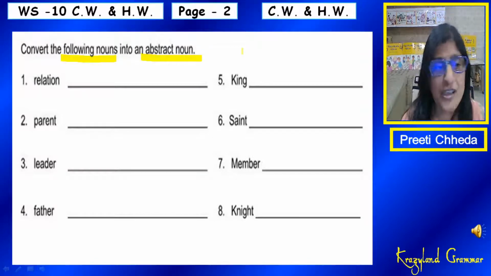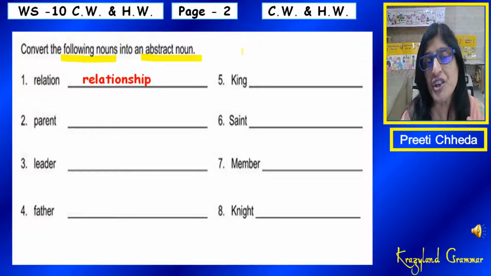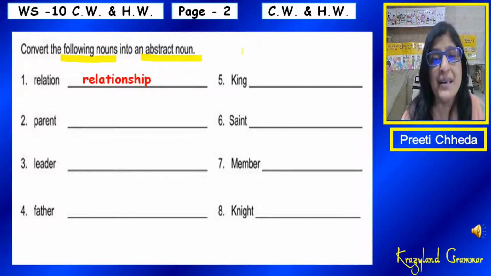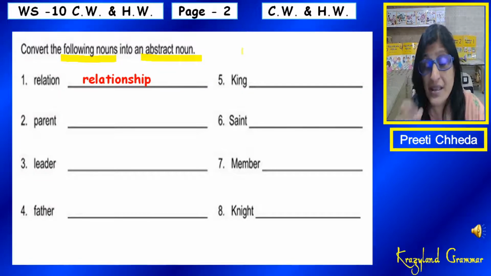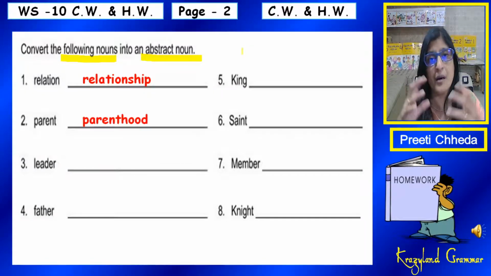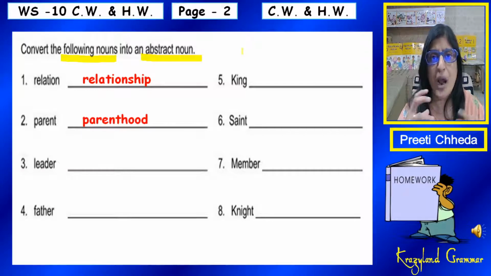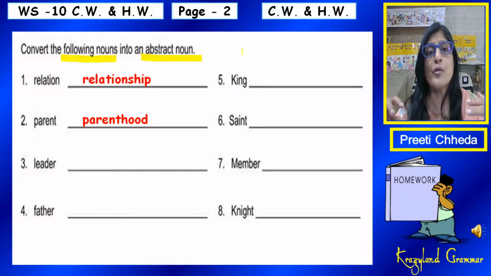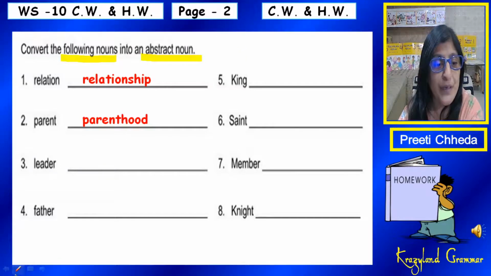So let us see the first one, relation. What will come? Relationship. So relation is a common noun and relationship is an abstract noun. Parent, like childhood, we can say parenthood. Suppose when you are a child, I'm an adult, so I'm enjoying my adulthood. But some people are old, they don't enjoy their oldhood. You can't say oldhood, then it becomes old age. That is a very important point. Please keep it in your mind.